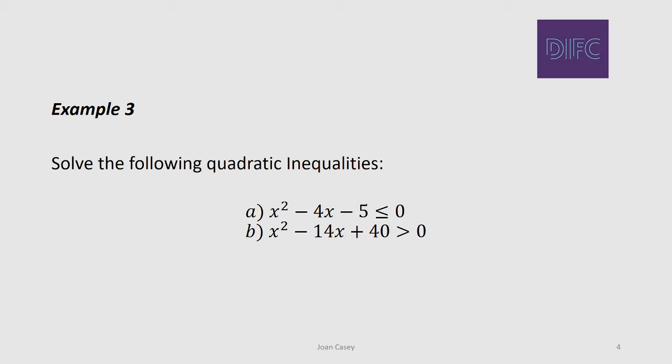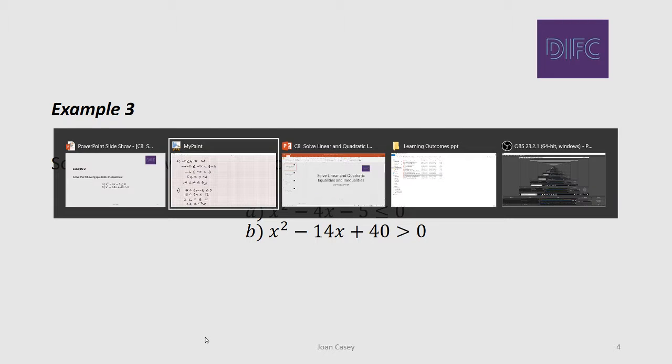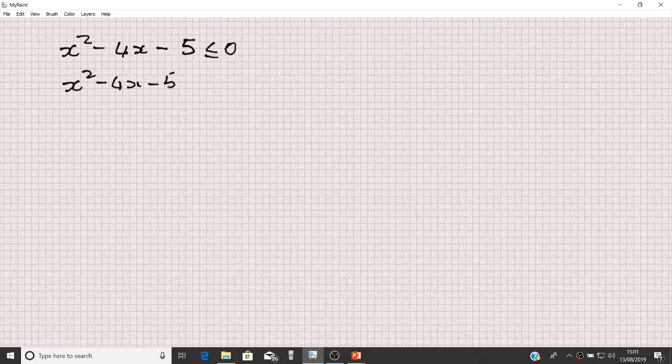And the third example is giving us two quadratic inequalities that we need to solve. So let's take a look at the first quadratic inequality. It's x squared minus 4x minus 5 is less than or equal to 0. So first we need to set the quadratic to 0 and find where its solutions are. And if I do that, x squared minus 4x minus 5 equals 0.